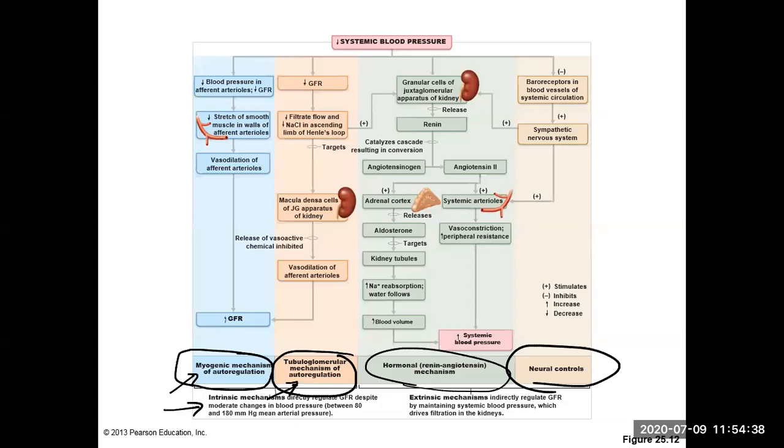Now, these two are part of the extrinsic mechanism. Neural control mechanism overrides all other three. So this one takes the first prize, these after.